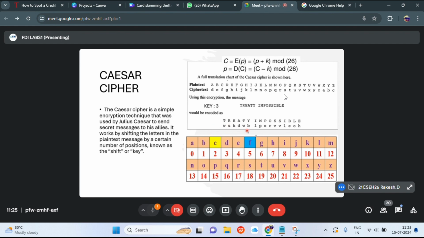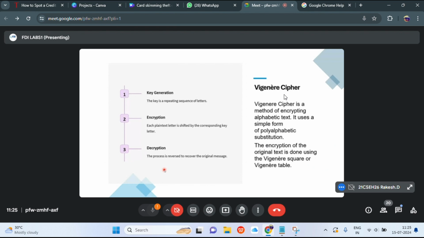So likewise we can do Caesar cipher. This is also a substitution cipher, because as I said, substitution is substituting the same letter with some other letter. That is why this is called substitution cipher.